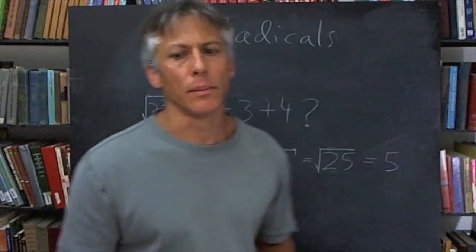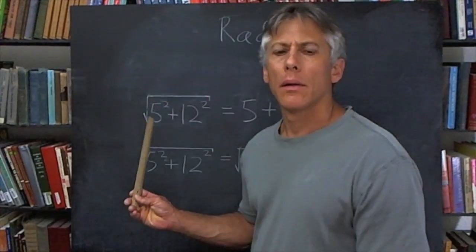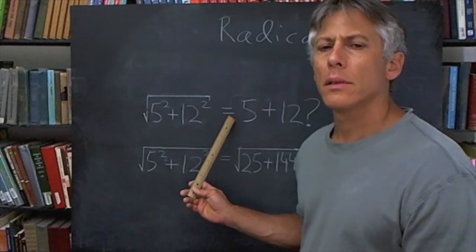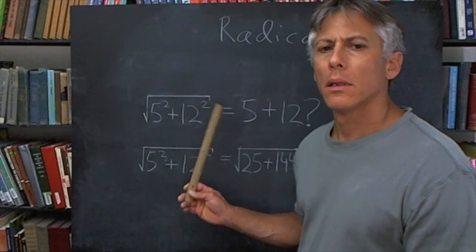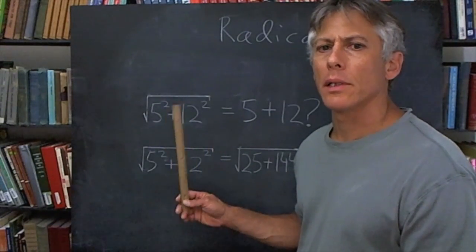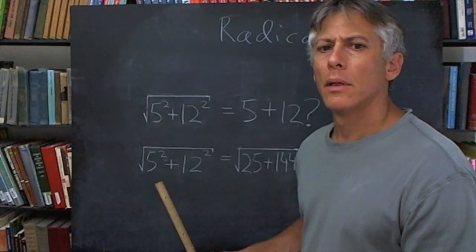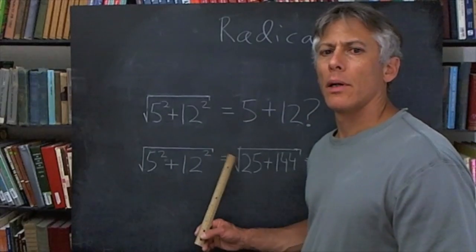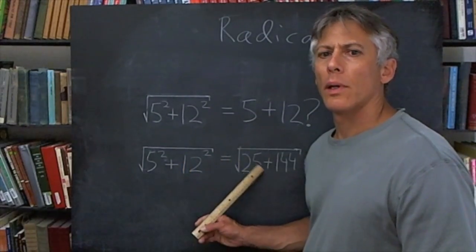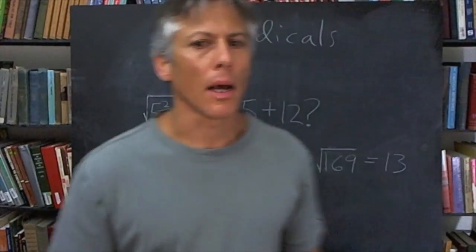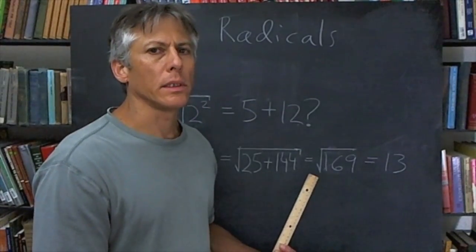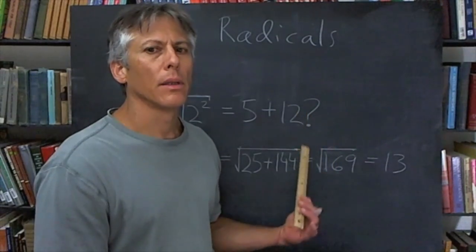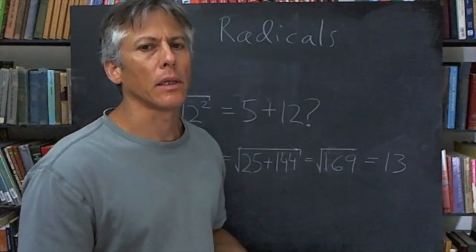Let's look at one more example. The square root of 5 squared plus 12 squared is not equal to 17. If we took the square root of each thing individually, we'd get 5 plus 12. If we work it out and do our math, 5 squared is 25, 12 squared is 144. You add those together and you get 169, the square root of which is 13, which is not 17. So here's another example that shows you that that doesn't work.